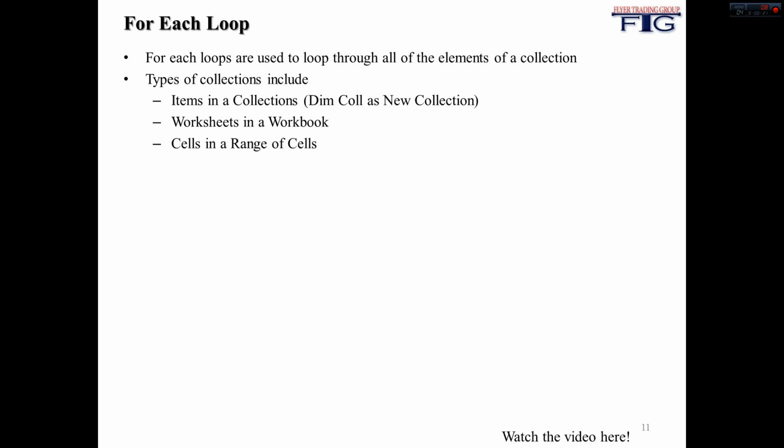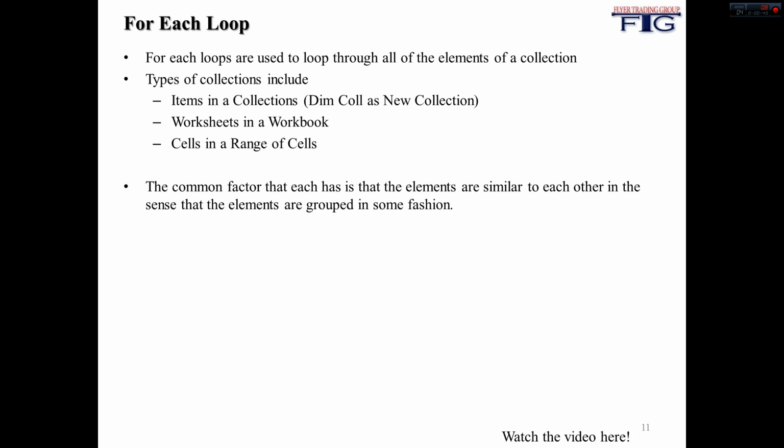It also includes worksheets that are in a workbook. It also includes cells and a range of cells. But this is a very vague scenario. Just think in general, whenever there is a group of things that have like things together, you can loop through them using a for each loop. The common factor is that each element has to be similar to each other so that you can use this loop effectively.